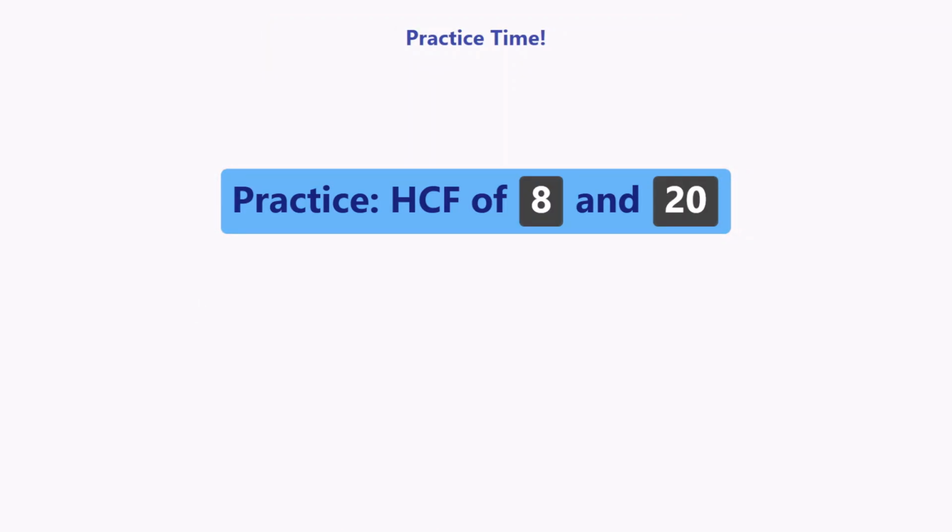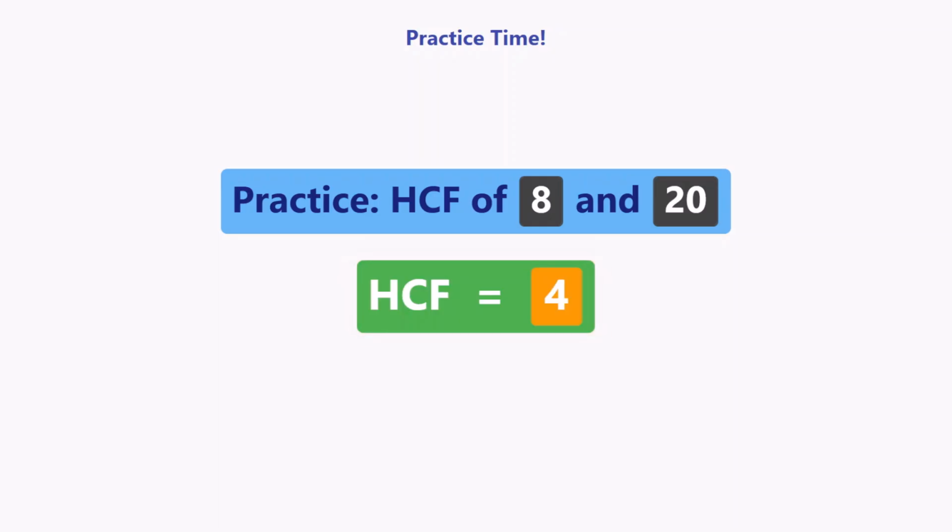Try finding the HCF of 8 and 20 using prime factorization. Pause and find the lowest powers of the common prime factors. The answer is 4.